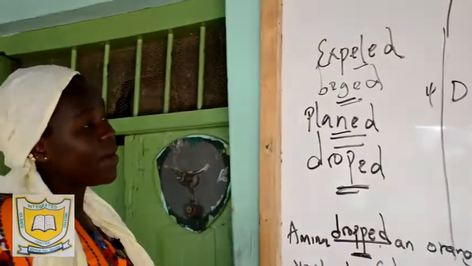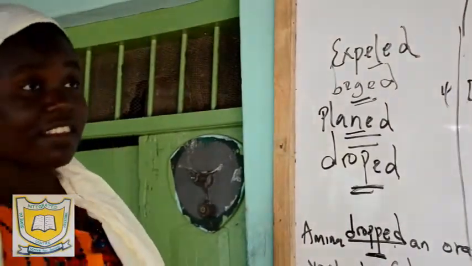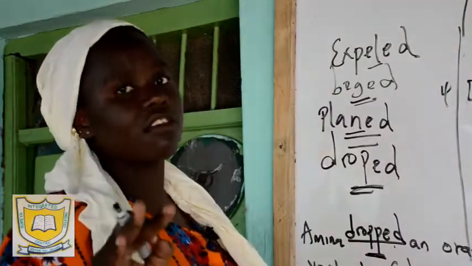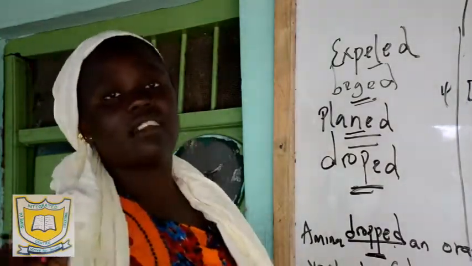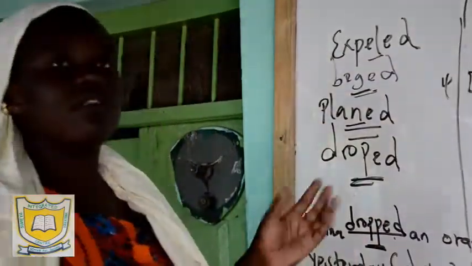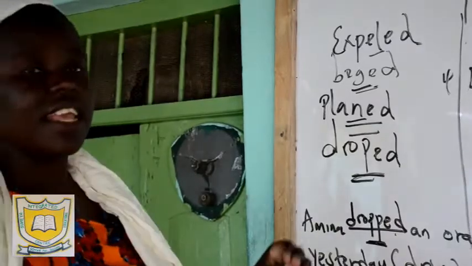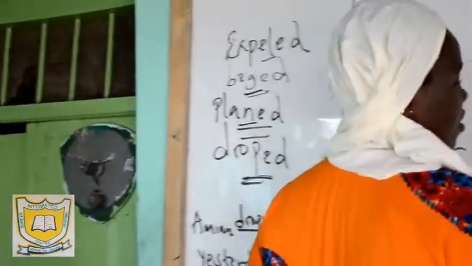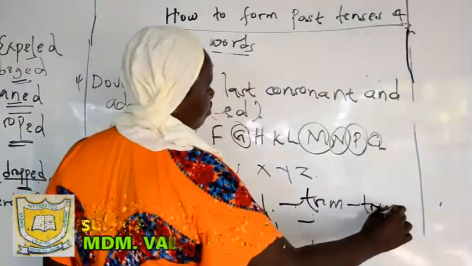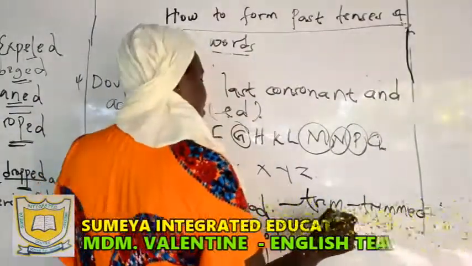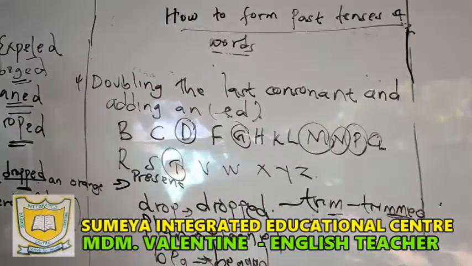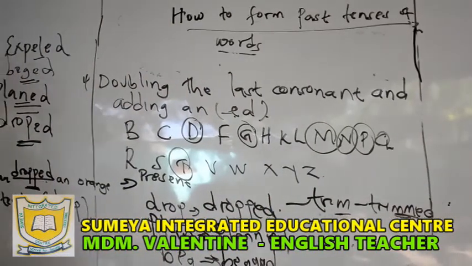You want to form the past tenses of words that especially end with consonants. To form their past tense, you double the consonant, and then once you double the consonant, you add an ED. This word is very common: trim. If I want to form the past tense of trim, it's going to be trimmed. So I'm having trim, which ends with an M, then I double the M, and then add an ED to form its past tense.